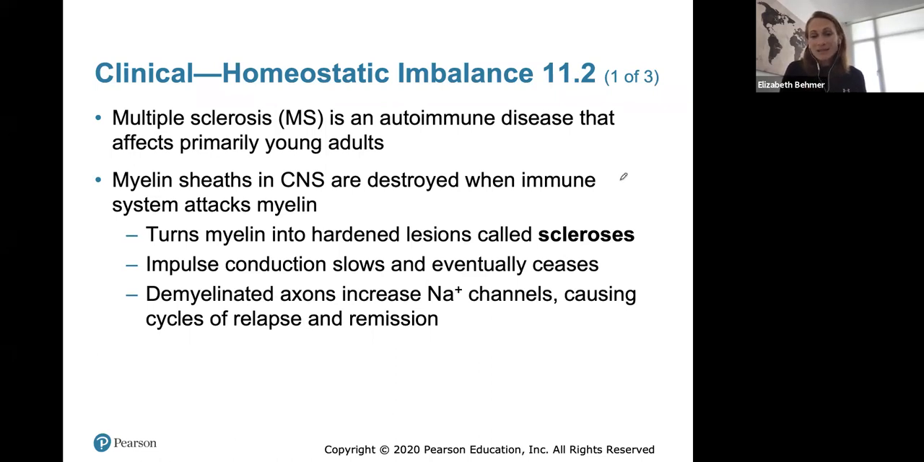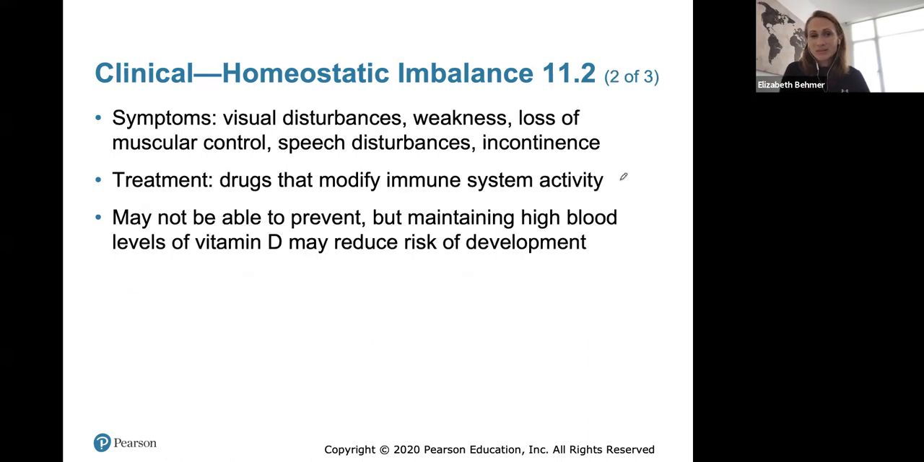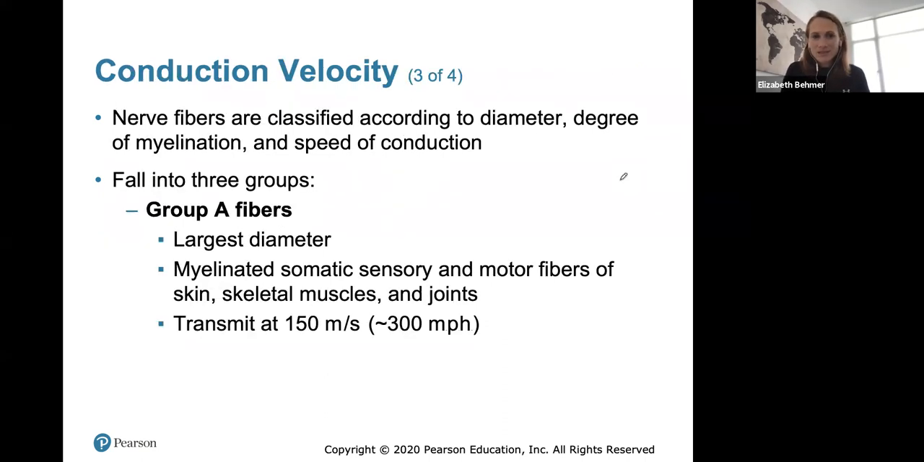Demyelinated axons will increase sodium channels, causing cycles of relapse and remission. There's no cure for it. It's your body destroying itself. There are only ways to control or manage it. So here are symptoms and treatments. Maintaining high blood levels of vitamin D may reduce risk of development. You might notice visual disturbances, weakness, loss of muscle control, speech disturbances, and incontinence, the inability to control the urine outflow, all having to do with the muscles and a decrease of nervous system control over those muscles.